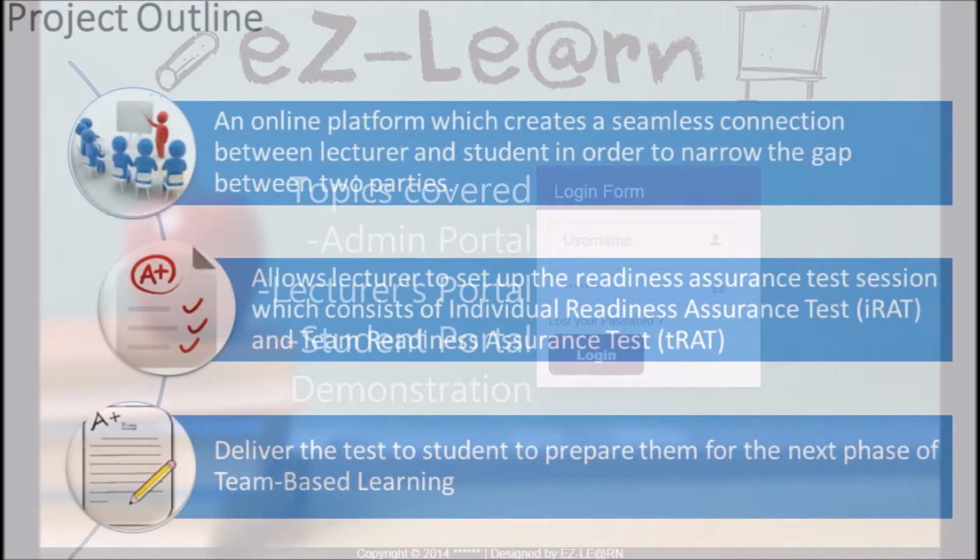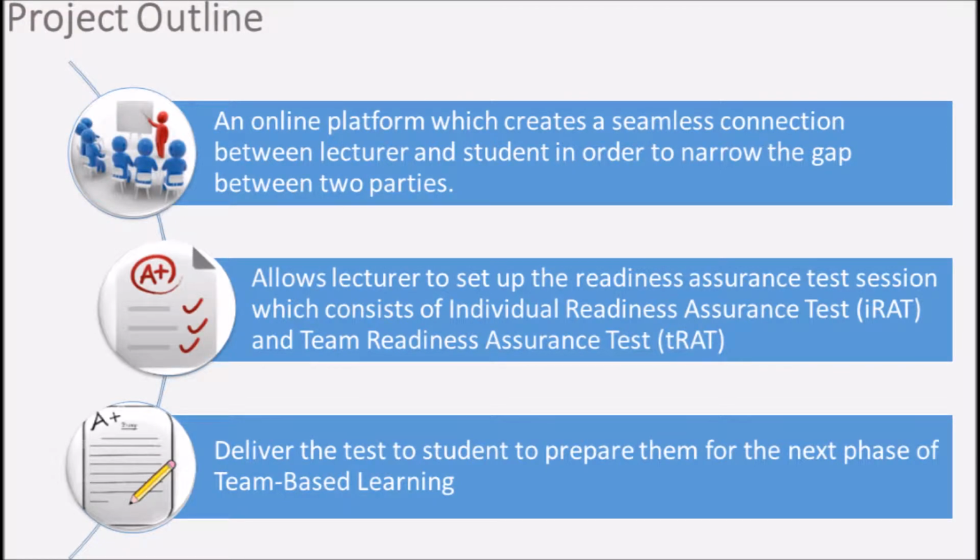EasyLearn is an online platform which creates a seamless connection between lecturer and student in order to narrow the gap between two parties. It allows lecturer to set up the readiness assurance test session, which consists of individual readiness assurance tests, aka IRAT, and team readiness assurance test, aka TRAT. It also delivers the test to students to prepare them for the next phase in team-based learning.